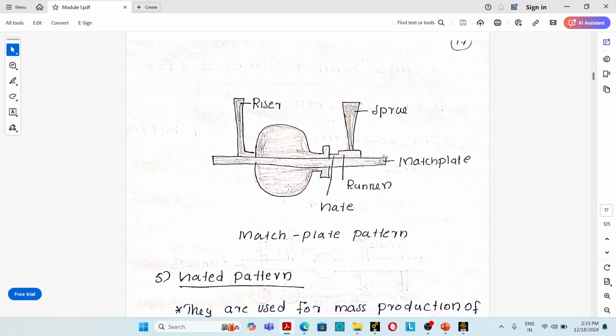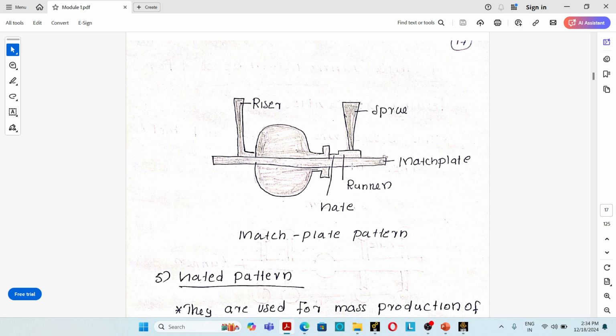One piece is mounted on one side of a plate and the other piece is mounted on the other side of the plate. The gate, runner and riser are also attached to one side of the pattern. This is one side of the pattern and this bottom portion is the other side of the pattern. The gating system and riser are attached to one side of the pattern. This plate is known as the match plate, and that is why it is called a match plate pattern.